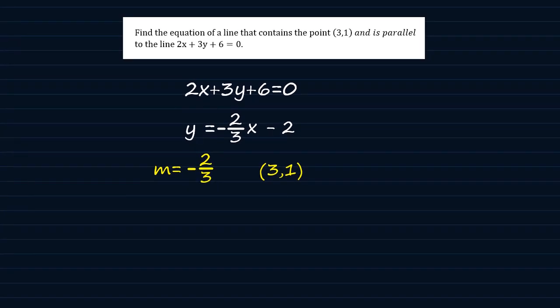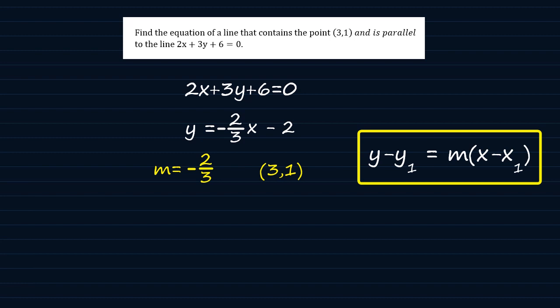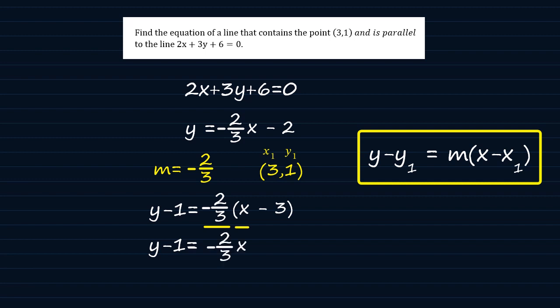So we're going to use y - y1 = m(x - x1). So this means that we'll be having y - 1 = -2/3, that's our m, times (x - 3). Now if we simplify the bracket, -2/3 times x, we get -2/3 x, and -2/3 times -3 gives us 2.